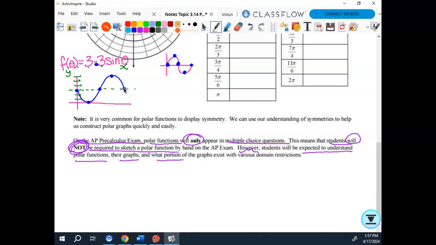in the rectangular coordinate system, okay? Then we're going to use this to help us graph it in the polar coordinate system. Okay, everybody okay with this graph so far?